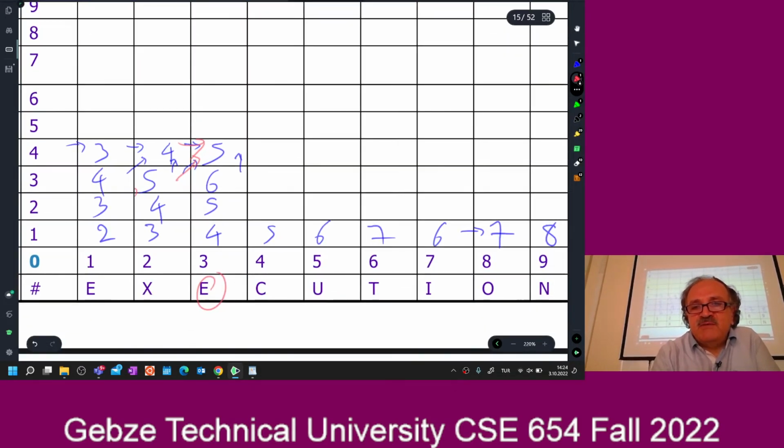If we are going this way, that means we are inserting it. If we are going this way, deleting it. This way, it is substitution, okay?